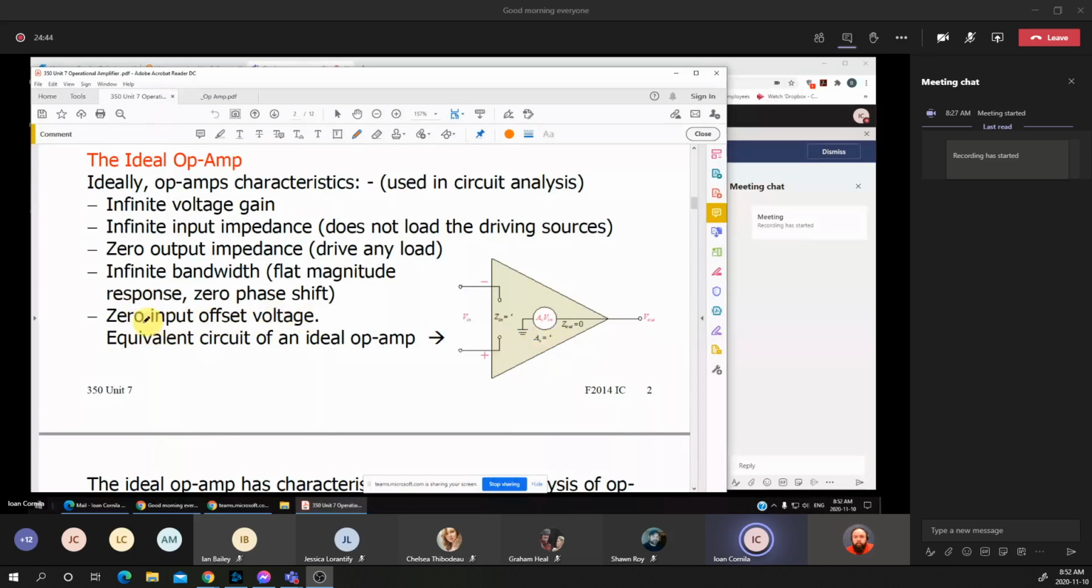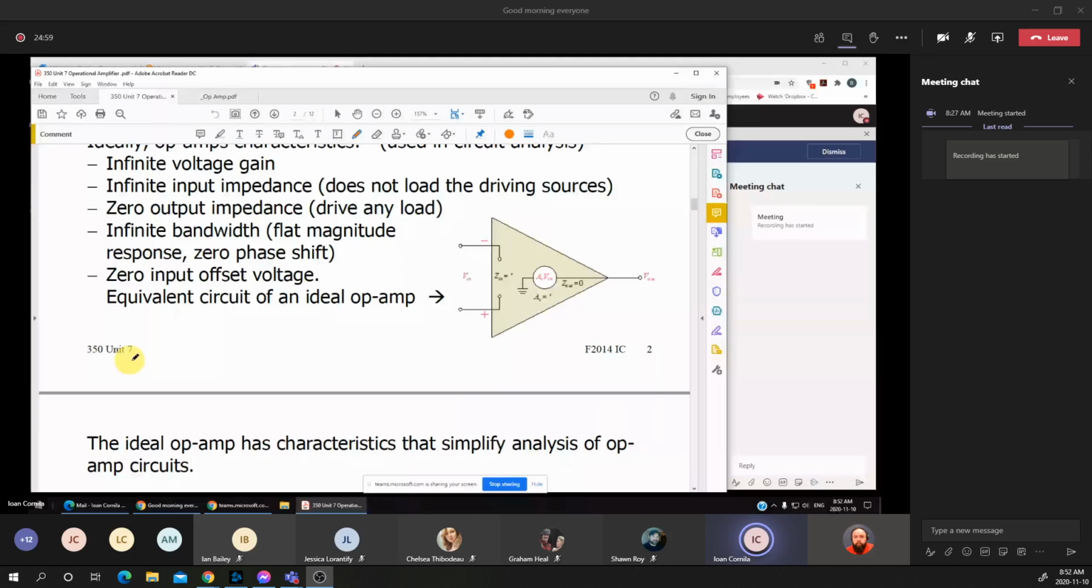Zero input offset. Again, we'll talk about how to offset the output voltage when the two inputs are connected to the ground using that pin, pin 1. That's the equivalent circuit for an ideal op-amp that has an infinite input impedance, has an infinite gain, and has no output impedance on the output of the op-amp.